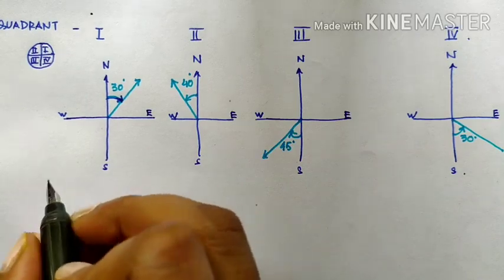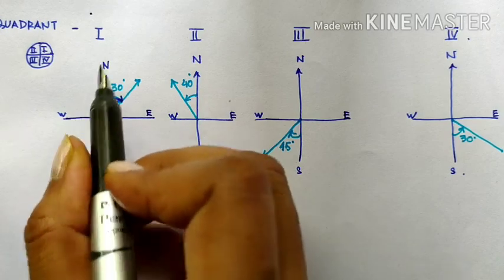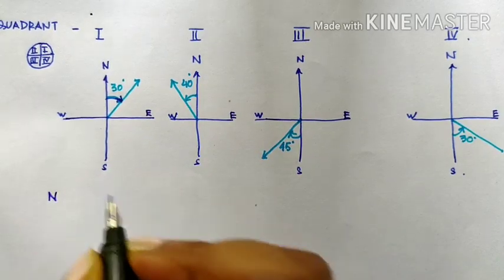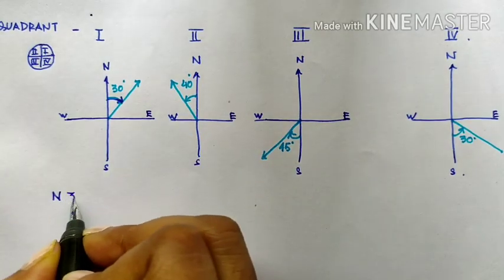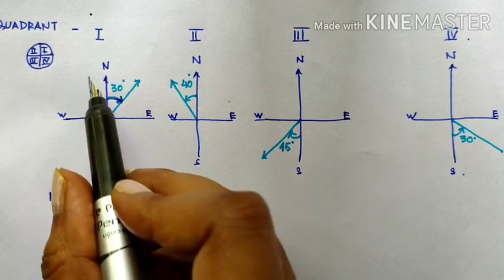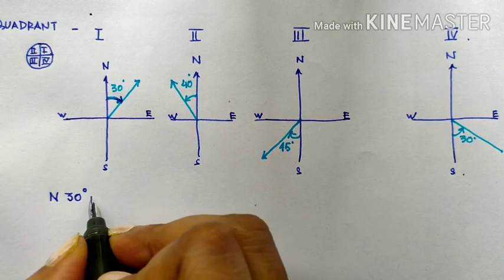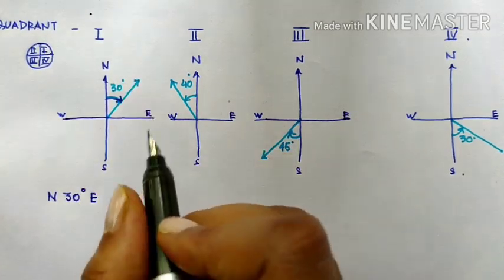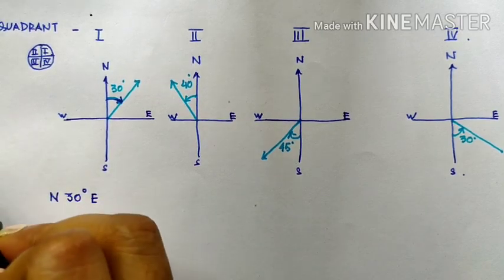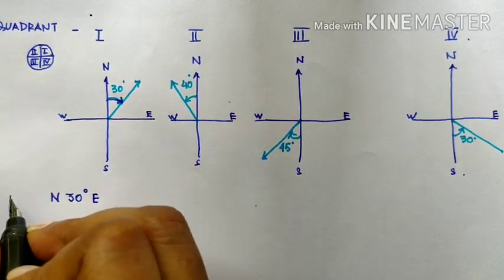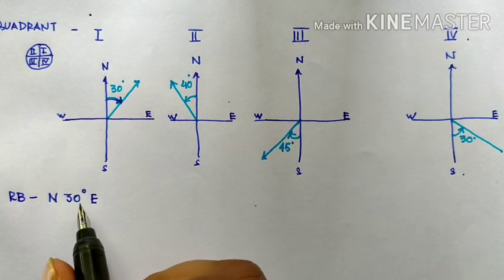It has to be written in a manner like, first we have to check which hemisphere it is, north or south. It is north. So north, then 30 degree, the value of the bearing, and now it is moving towards what? East. So the direction is east. So northeast. First quadrant was northeast. So it is in the first quadrant. The value of reduced bearing in the first quadrant is this.